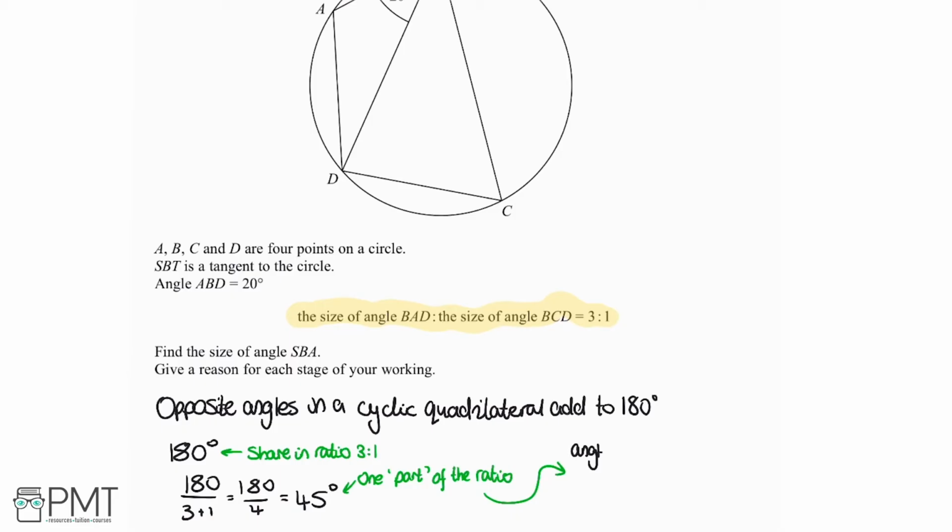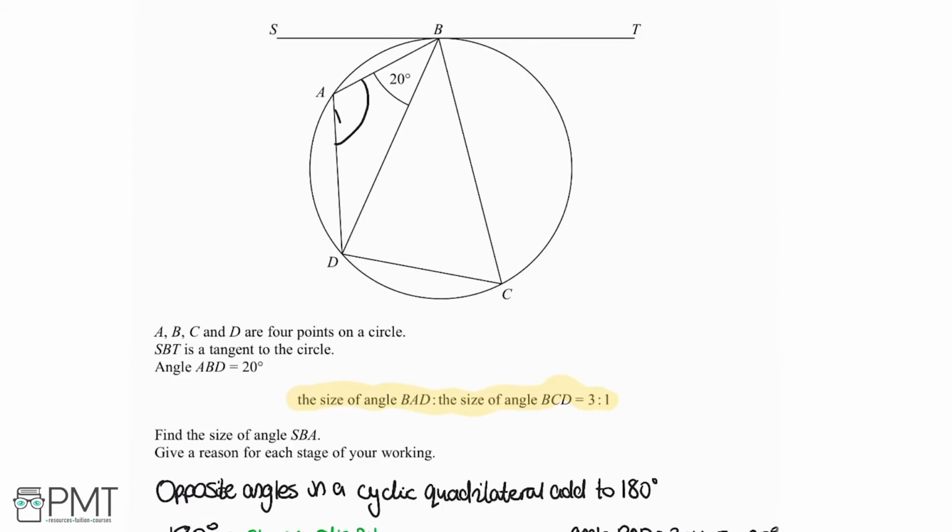So angle BAD is going to equal, in the ratio there, we're looking at the 3 here. So it's 3 multiplied by what we worked out for one part, which is 45 degrees, giving 135 degrees. Now let's do the same for the other angle, BCD. In the ratio, that's 1. So 1 multiplied by 45 gives us 45 degrees. Let's check to make sure these add up to 180, and they do. So this angle here is 135 degrees, and this angle here is 45 degrees.